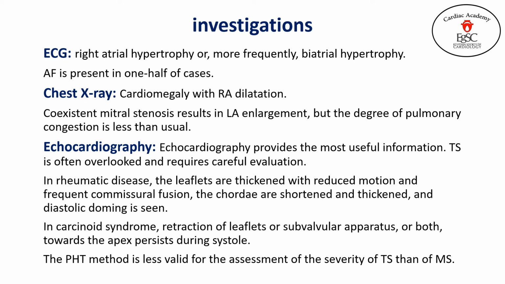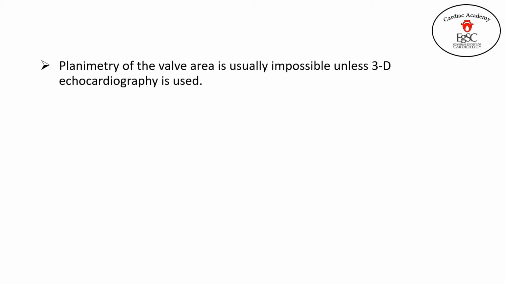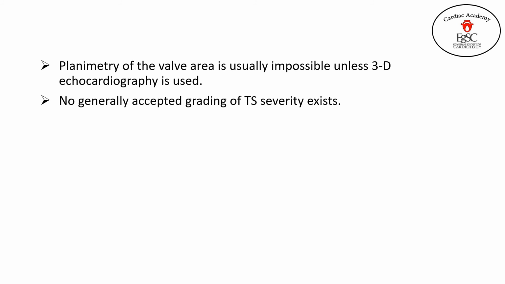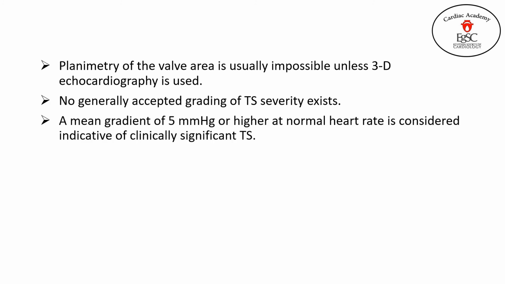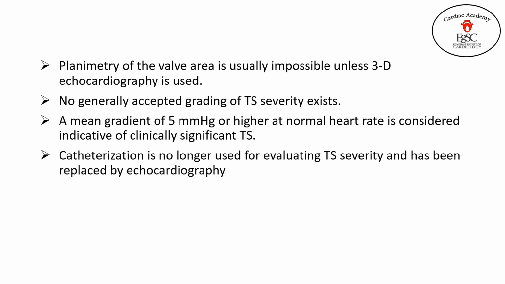The pressure half-time method is less valid for assessment of severity of tricuspid stenosis than of mitral stenosis. Planimetry of the valve area is usually impossible unless 3D echocardiography is used. No generally accepted grading of tricuspid stenosis severity exists. A mean diastolic gradient of 5 mm mercury or higher at normal heart rate is considered indicative of clinically significant tricuspid stenosis. Catheterization is no longer used for evaluating tricuspid stenosis severity and has been replaced by echocardiography.